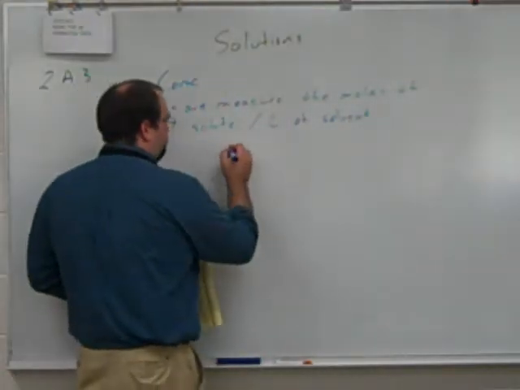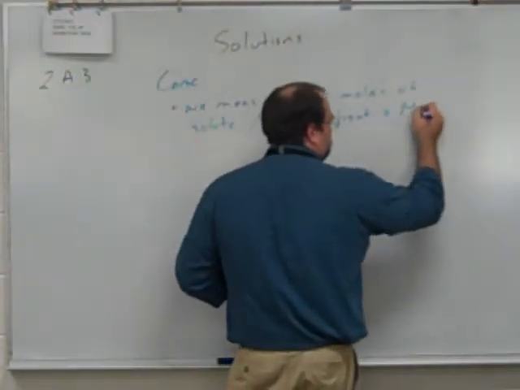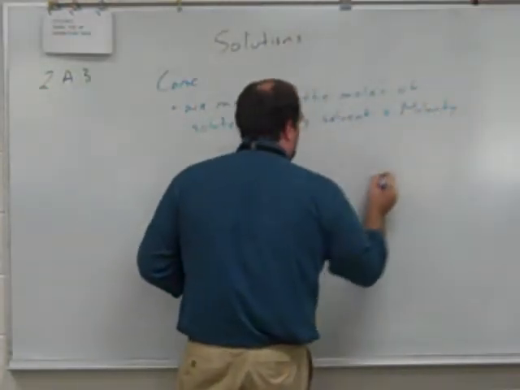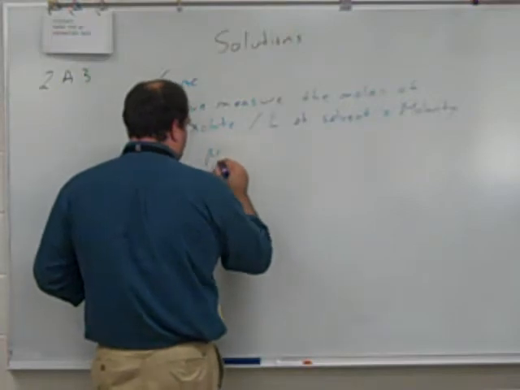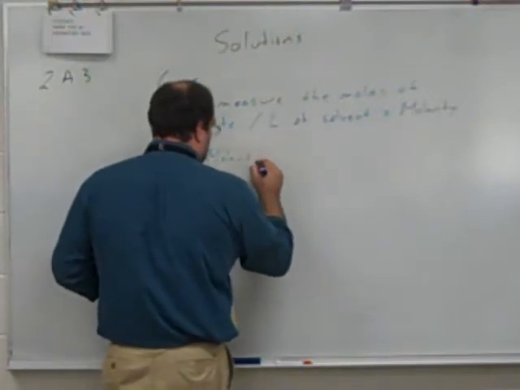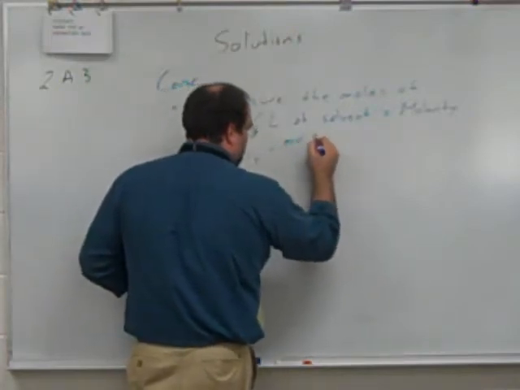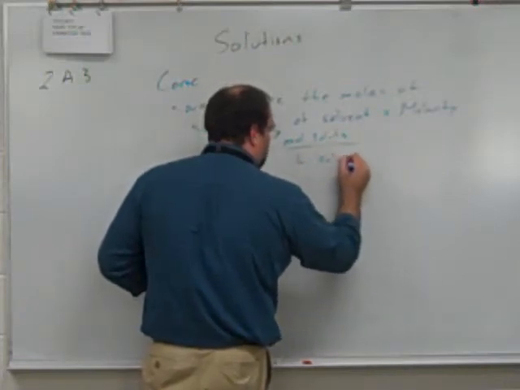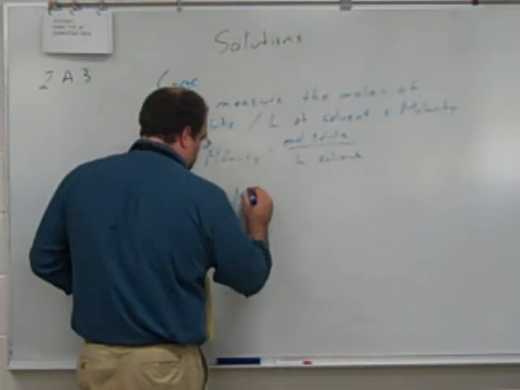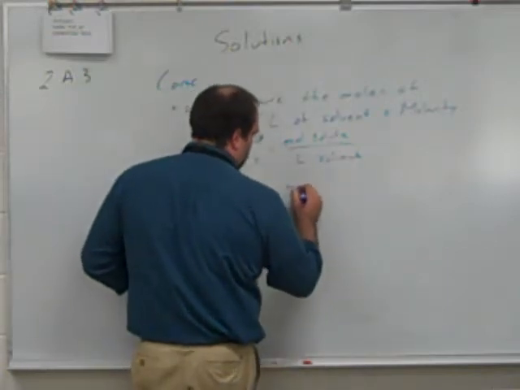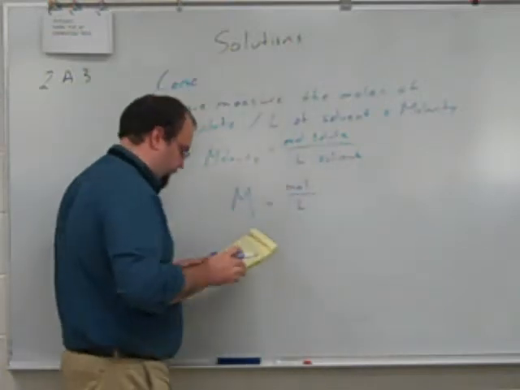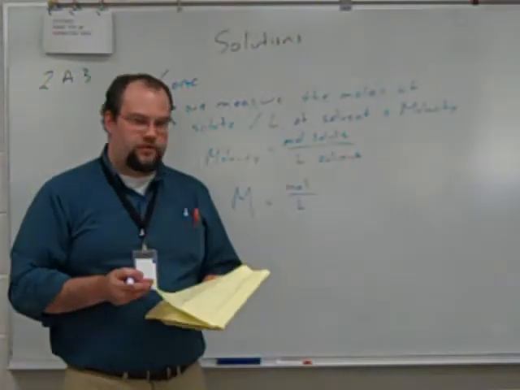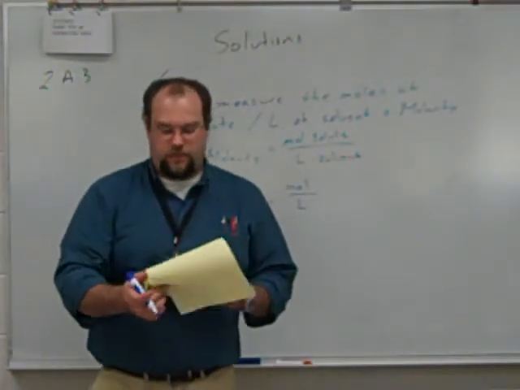We call that molarity. So molarity equals moles of solute over liters of solvent. Or we abbreviate it, molarity is M equals moles per liter. And that just tells us how concentrated the solutions are.